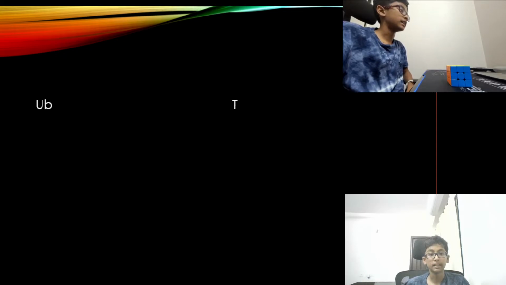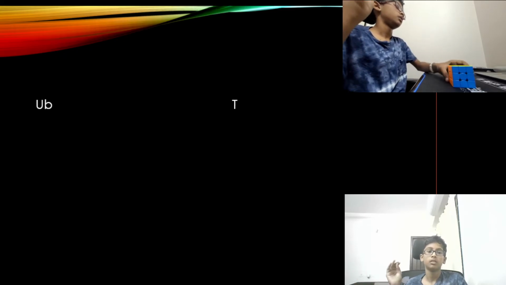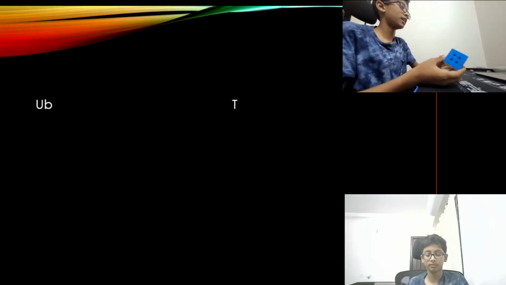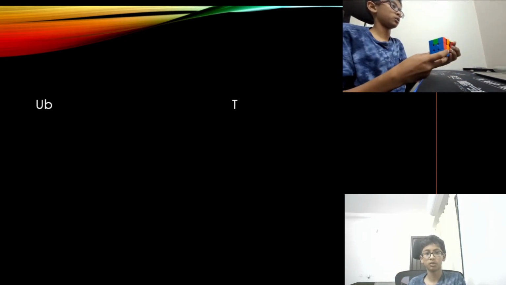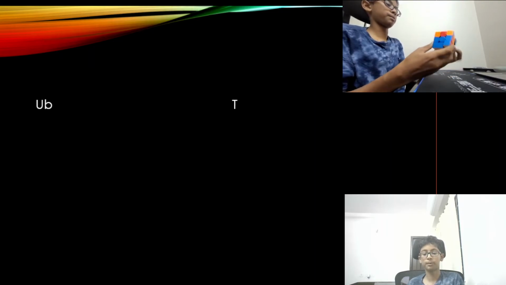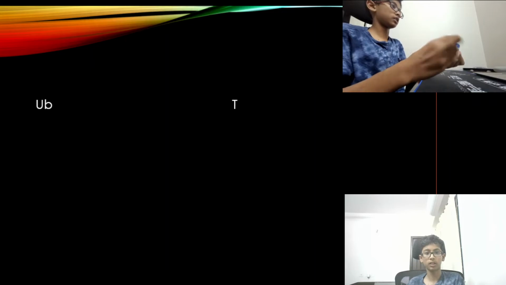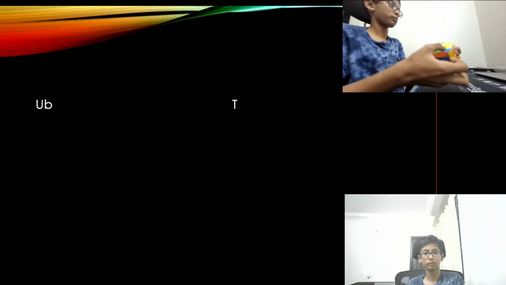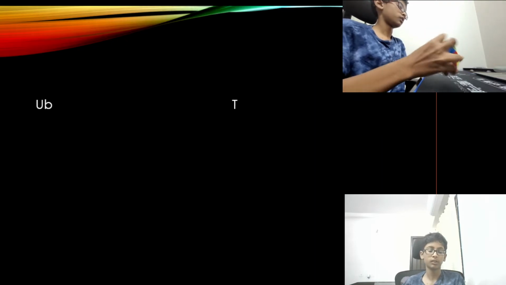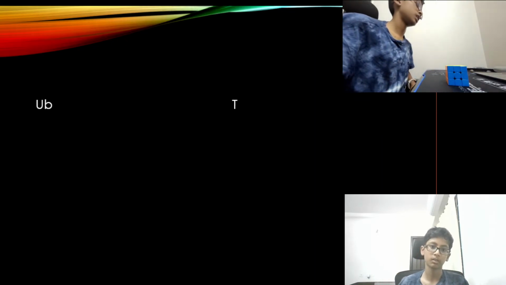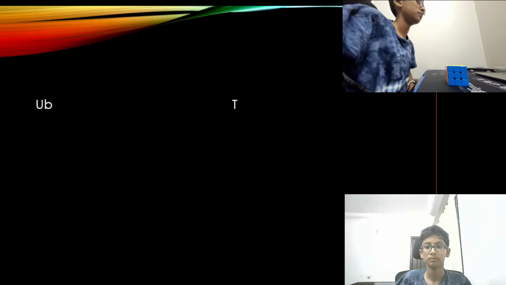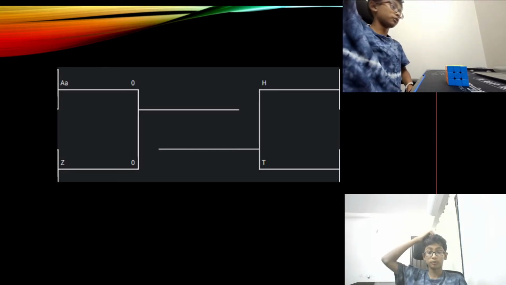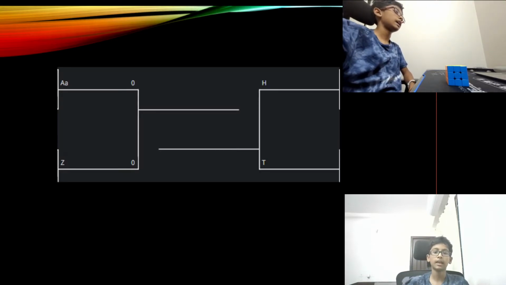U, B, and T. UB is also a fast algorithm, don't get me wrong. But see, you can mess up quite easily on it. That's T, you basically never mess up. See, T is just a very good algorithm. That's why I'm going to go with T. So here are the four ones that are left: AA, Z, H, and T.